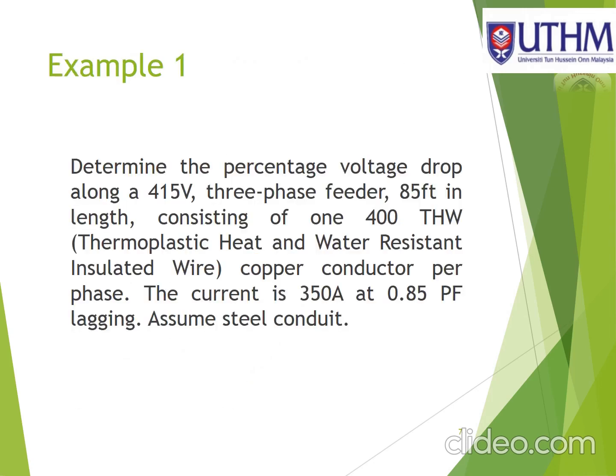So next we go to example 1. Determine the percentage of voltage drop along a 415 V 3-phase feeder, 85 feet in length, consisting of 400 THW, thermoplastic heat and water resistant insulated wire. We have copper conductor types per phase, and the current is 350 A at 0.85 power factor lagging.